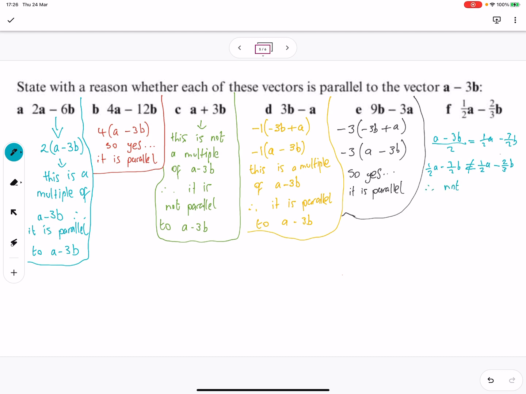Therefore, we can say that a half A minus 2/3 B is not a multiple of A minus 3B. Therefore, not parallel. And that's how those ones work. That was quite a tricky one, the last one. But yeah, same concept though still.